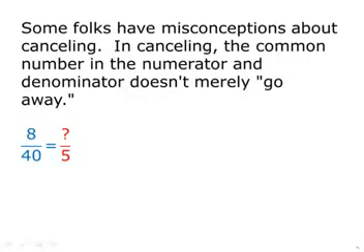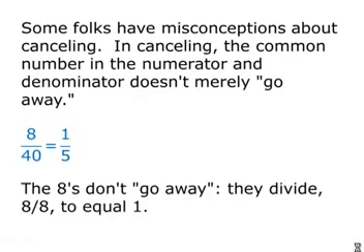Instead of thinking of it in terms of the 8's go away, we cancel the 8's. That is to say, we divide by the 8's. And 8 divided by 8 is 1. The 8's don't go away. They divide, 8 over 8, to equal 1. This is a crucially important idea for anyone who previously has been using the go away understanding of canceling.